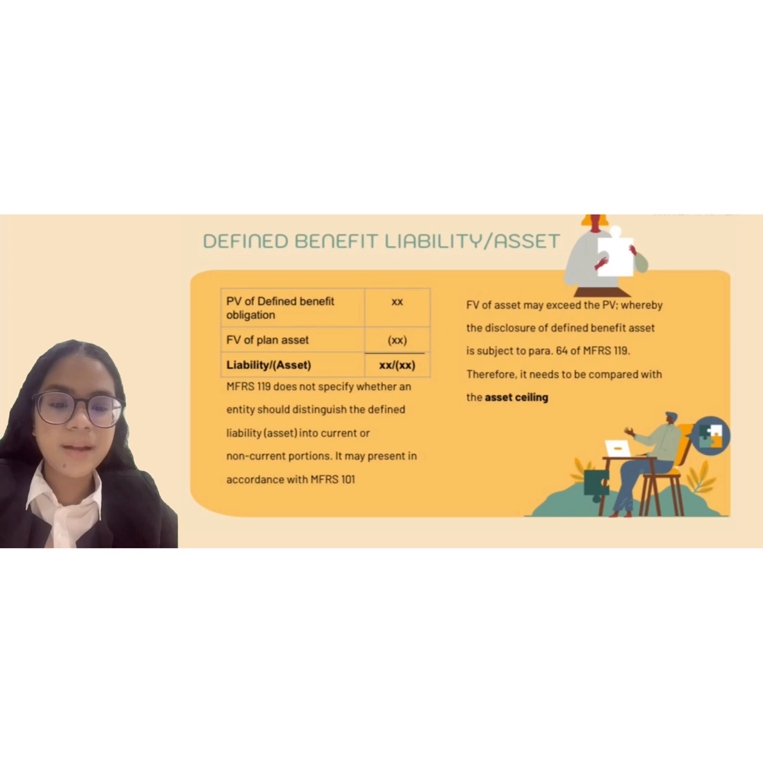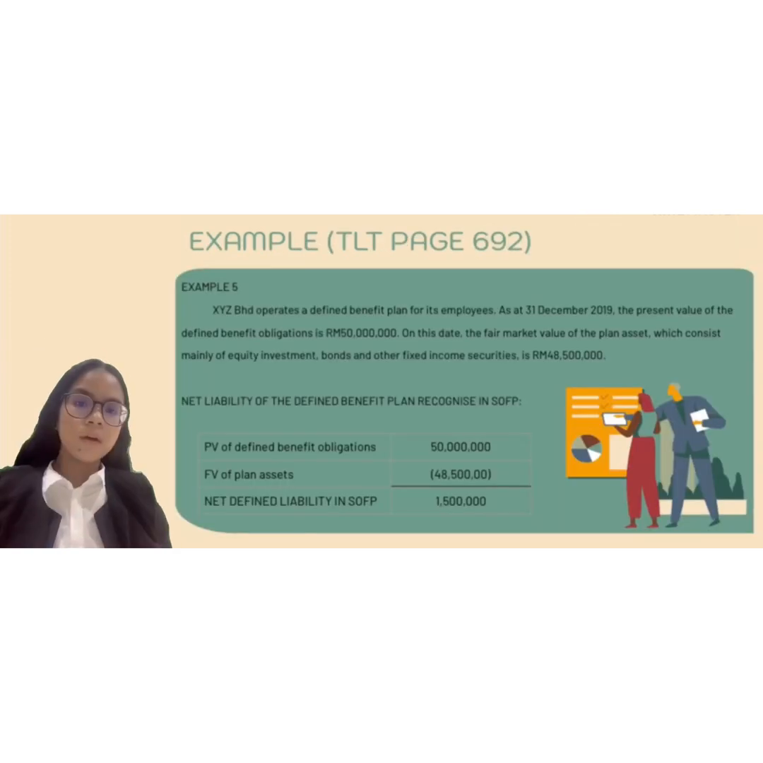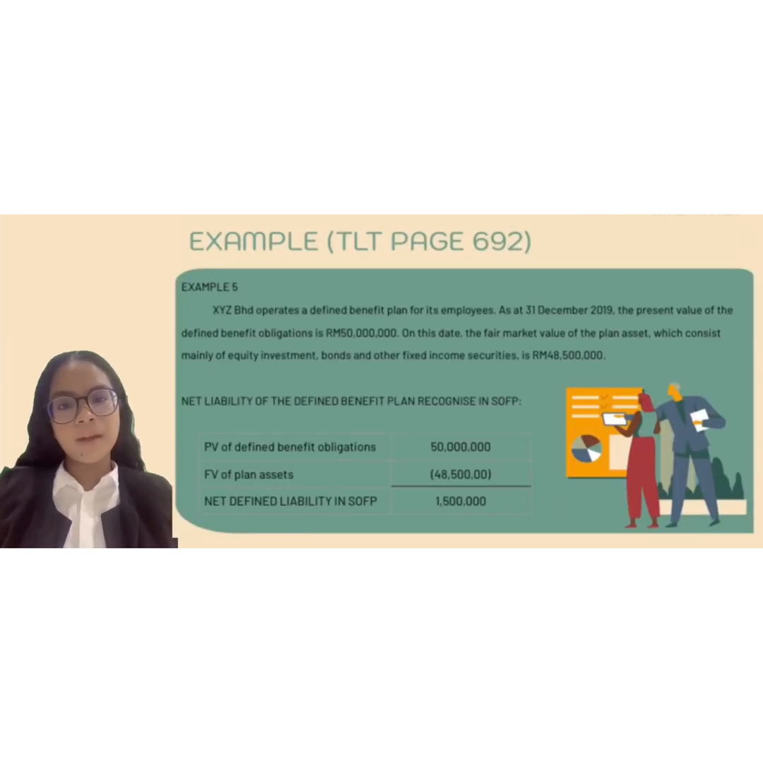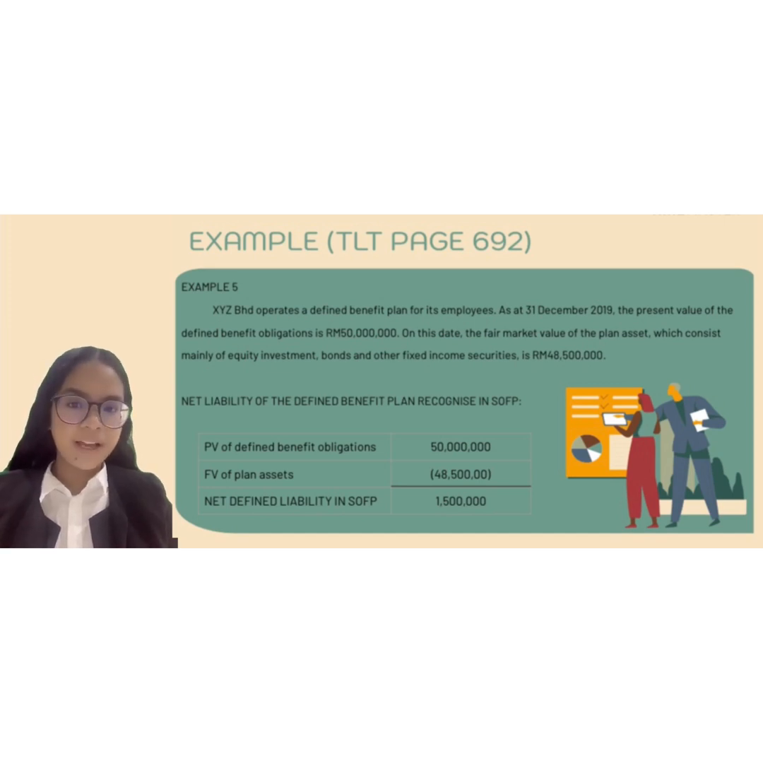Fair value of asset may exceed the present value, whereby the disclosure of defined benefit asset is subject to paragraph 64 of MFRS 119. Therefore, it needs to be compared with the asset ceiling. You can see an example of defined benefit plan in Tan Nonton textbook, page 692, example 5. XYZ Berhad operates a defined benefit plan for its employees. As at 31st December 2019, the present value of the defined benefit obligation is RM50 million.